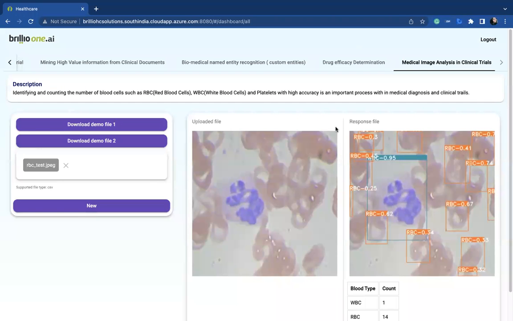The last use case in this demo is based on image data, which specifically finds use in clinical trials that have image endpoints. Here we have automated the detection as well as counting of blood cells like red blood cells and white blood cells and platelets using an object detection model. Now, a solution like this reduces the effort and the time spent by doctors and lab personnel by automating this complete process and helping in the diagnosis process.